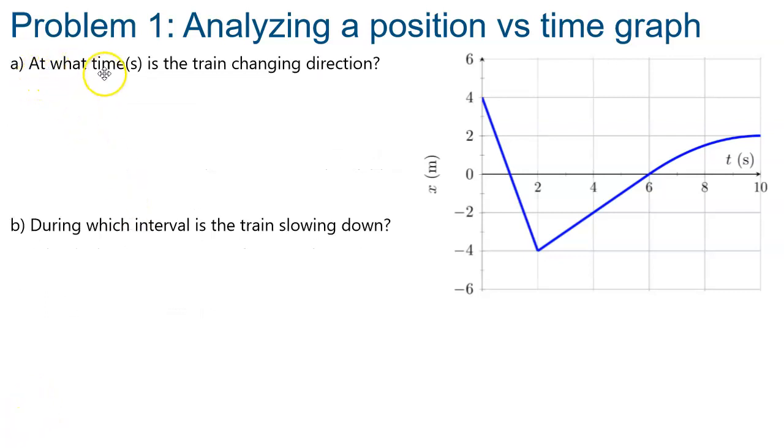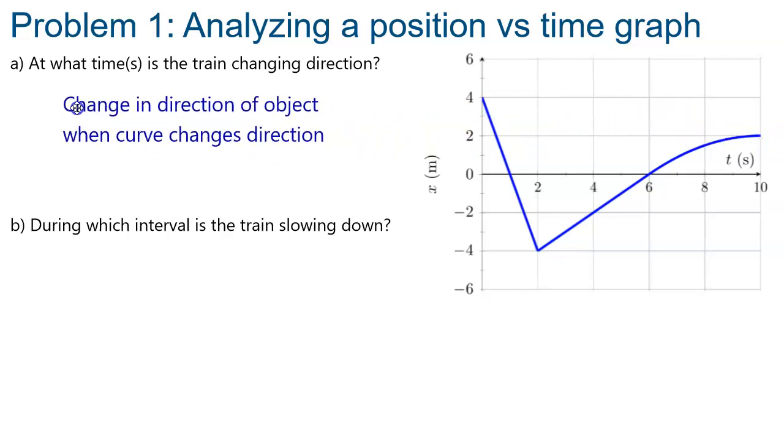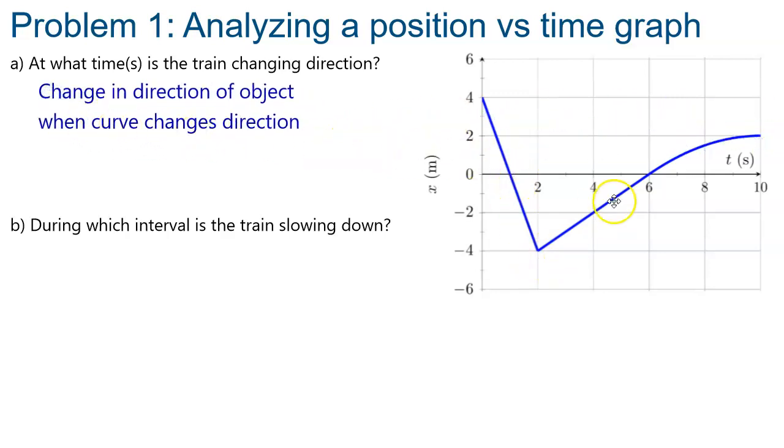Part A. At what time or times is the train changing direction? When we look at the position versus time graph, a change in direction of the object will correspond to a change in direction of the curve itself. So in this case, it only happens once, when t is equal to 2 seconds. When t is equal to 0 seconds and when t is equal to 10 seconds, we don't know what's going on after or before, so we cannot claim that it's changing direction.